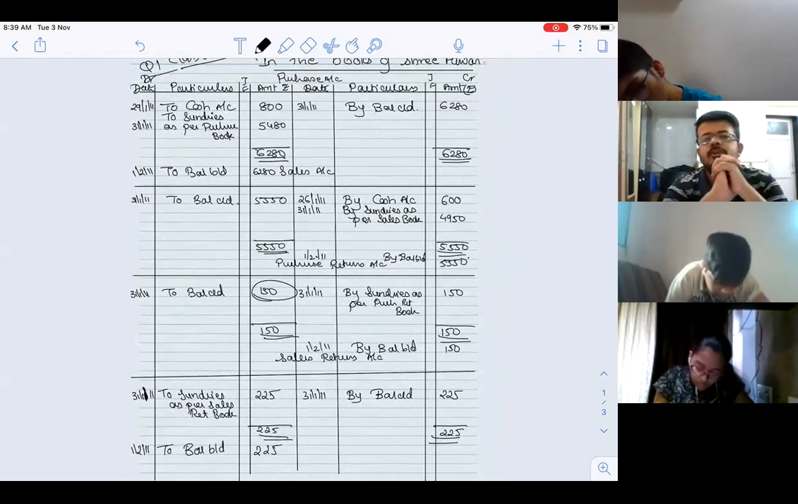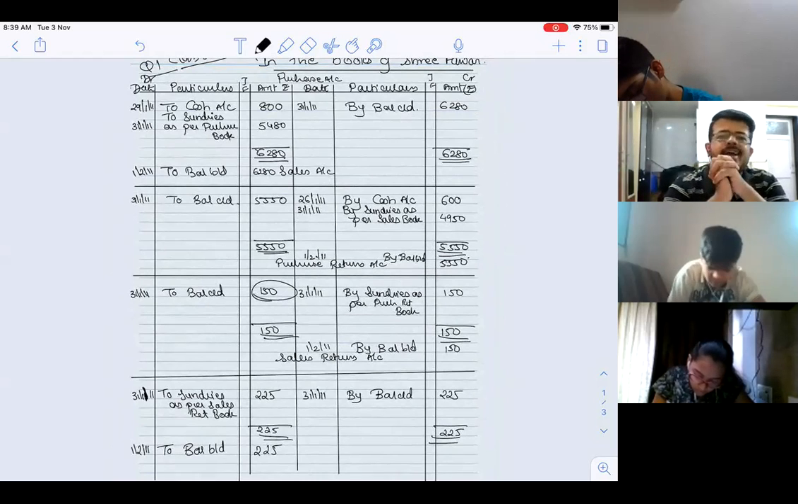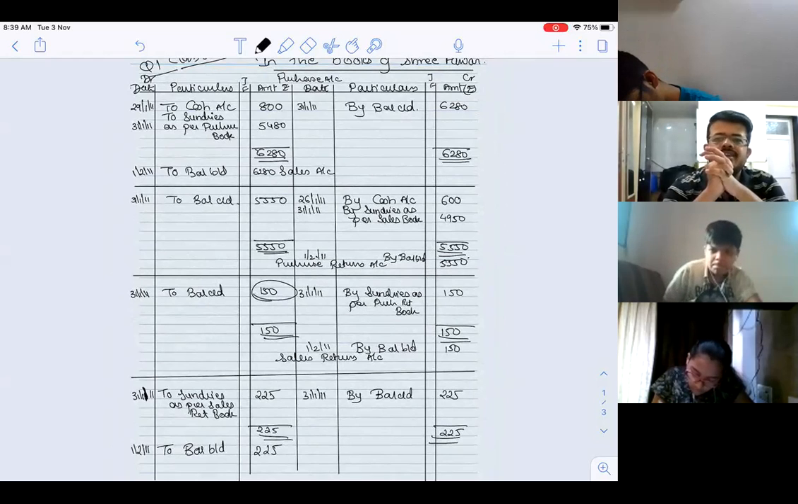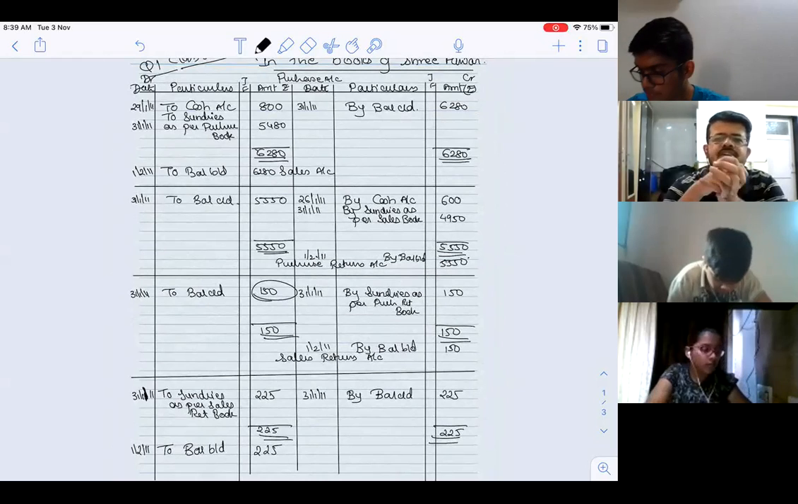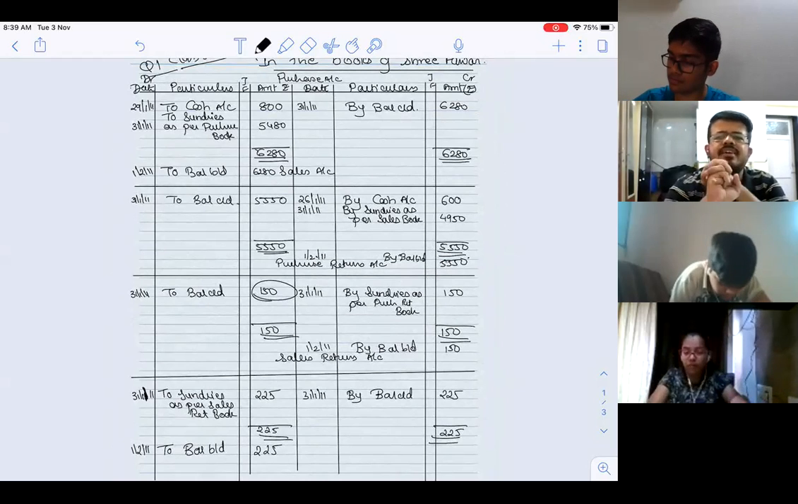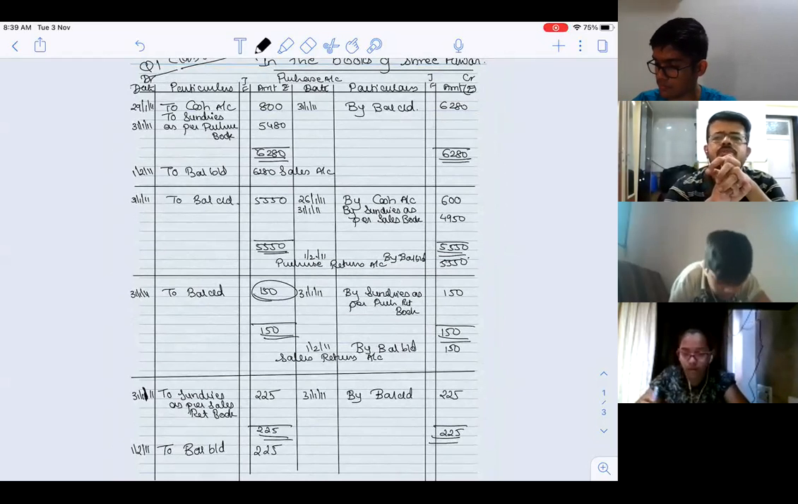Clear with the posting part? What we did? Cash purchase, cash sales, normal posting. Only different part is the credit one. Credit one के लिए normal posting के जगह totals. Totals का date क्या होगा? What will be the date of these totals?